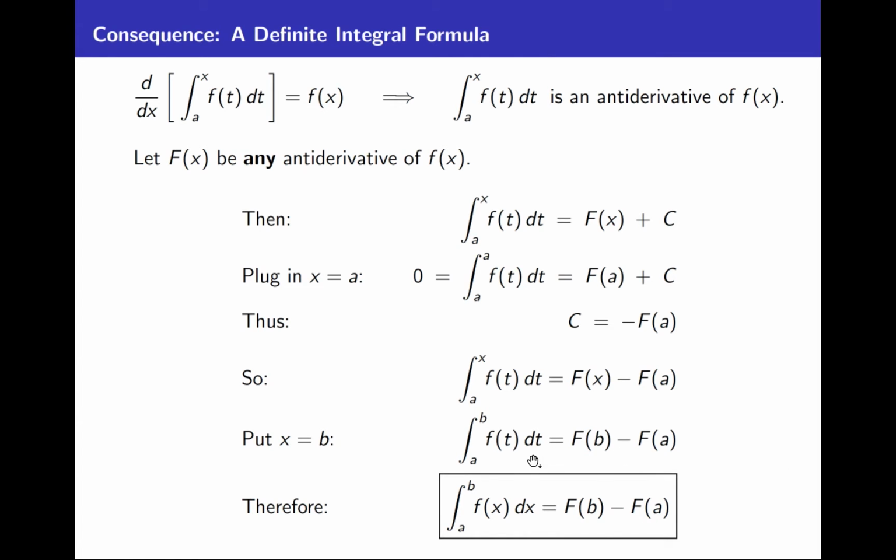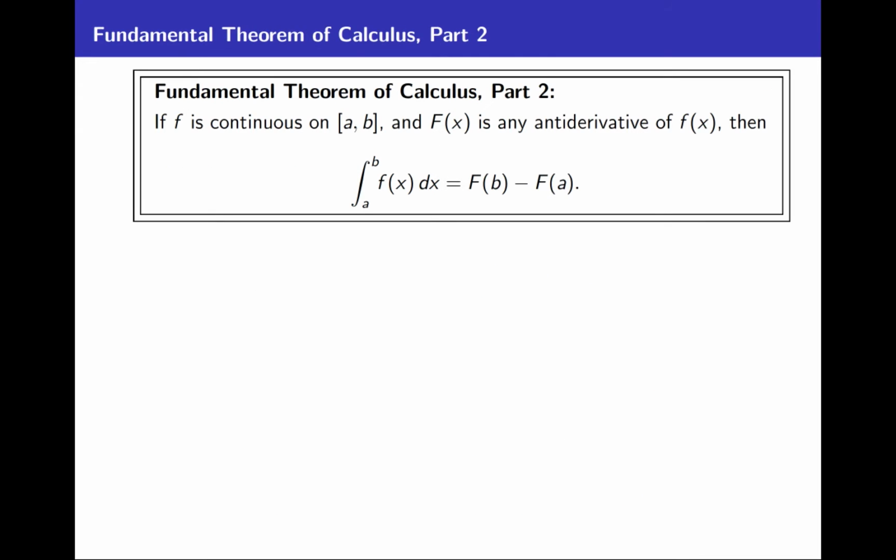Now, class, that's really useful. It's so useful, we give it a special name. We're going to call that the fundamental theorem of calculus, part 2. So here it comes. Summarizing this, the fundamental theorem of calculus, part 2, is the following. If f is continuous on the interval from a to b, and big F(x) is any antiderivative of little f(x), then the integral from a to b of f(x) dx equals big F(b) minus big F(a).